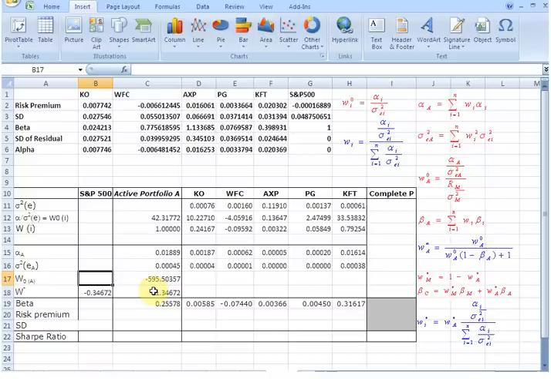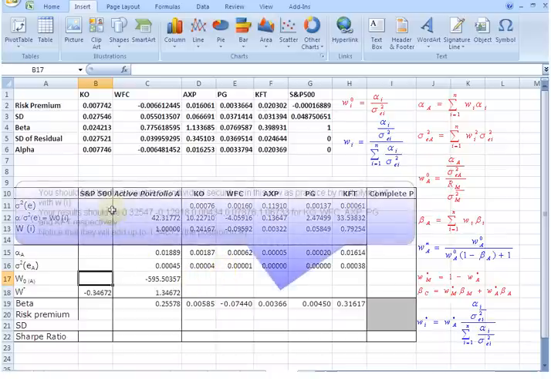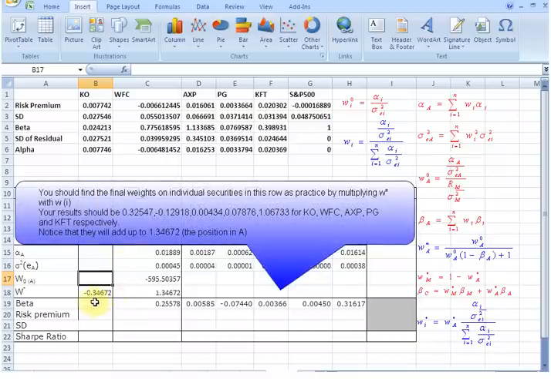minus 0.34672. What we observe here is that the Treynor-Black model is essentially giving us a long short position. It is telling us that we should go short in the passive portfolio to this extent, and we should go long in the active portfolio to this extent. 134.672% of our money should go to the active portfolio by selling the passive portfolio short 34%.